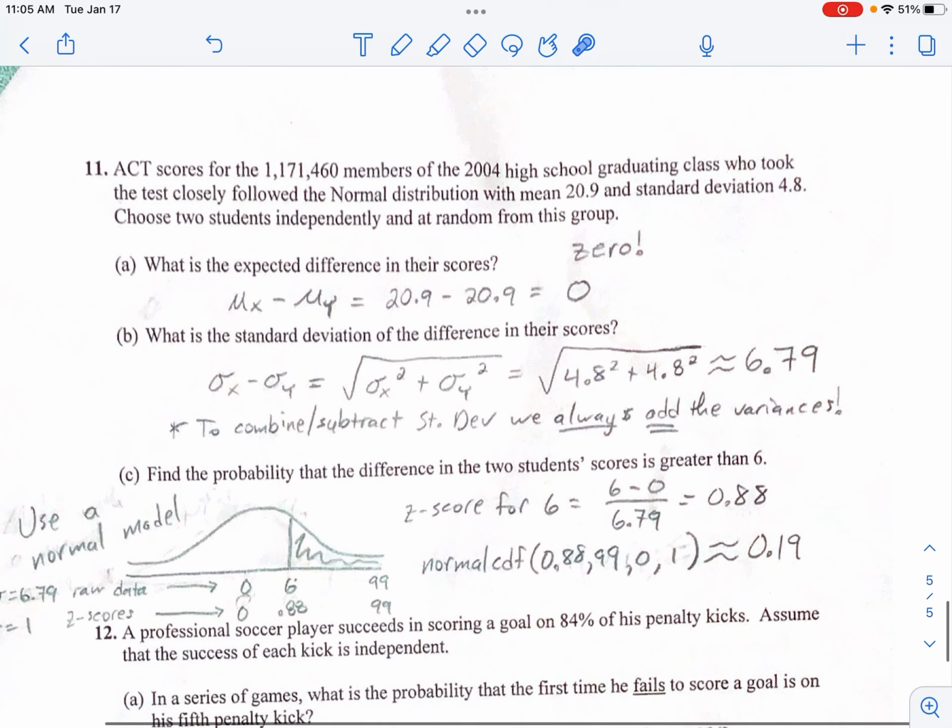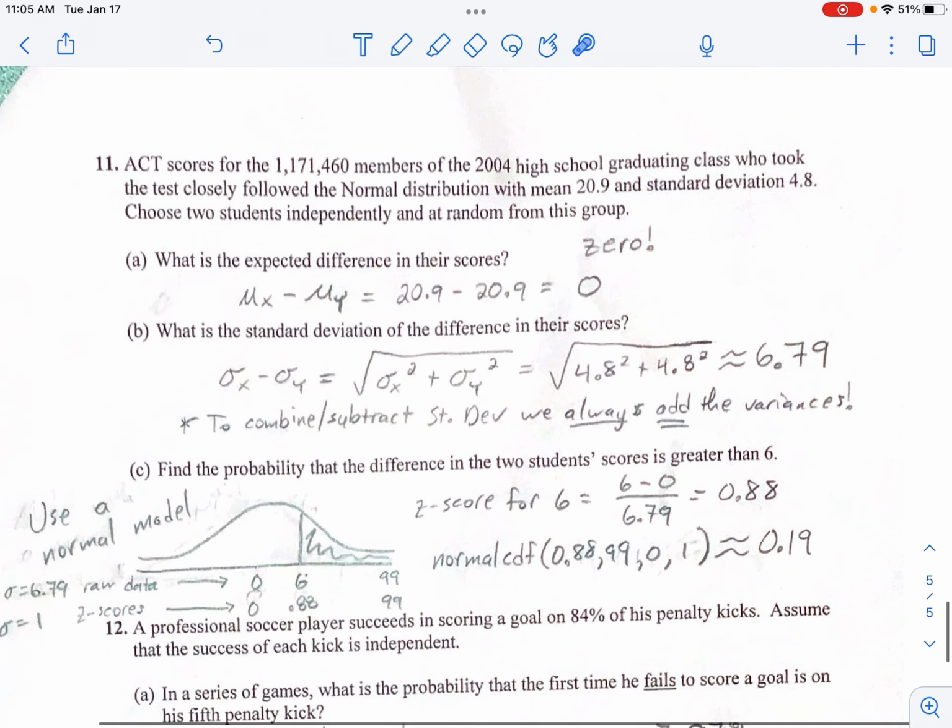This one says ACT scores have an average of 20.9 across the country, and this standard deviation. So if any kid takes it, on average, they will get 20.9. Okay, that's what we would expect them to get, a random student from across the country. Now, what if we took 2 students randomly and we subtracted their scores? Well, we would expect them, on average, to each score the same, right?